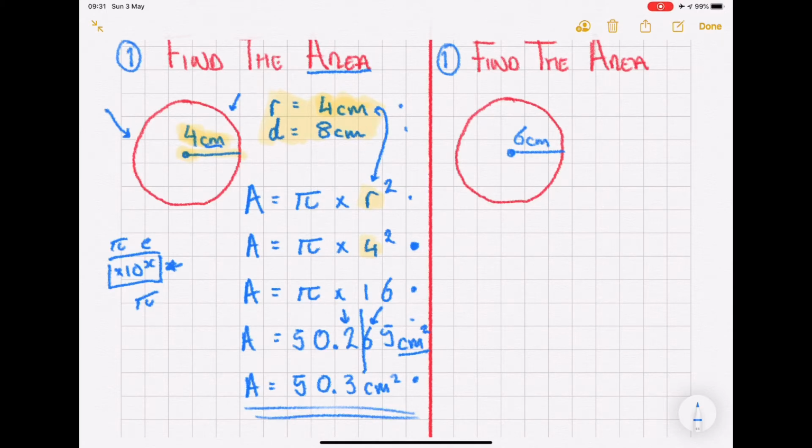So what I want you to do now is pause the video here, have a go at this left-hand example. Copy out the working for that left-hand example. Then have a go at this right-hand example and play the video once you're done, and I'll go through the answer with you. So pause the video here, copy out the working, have a go at the right one.